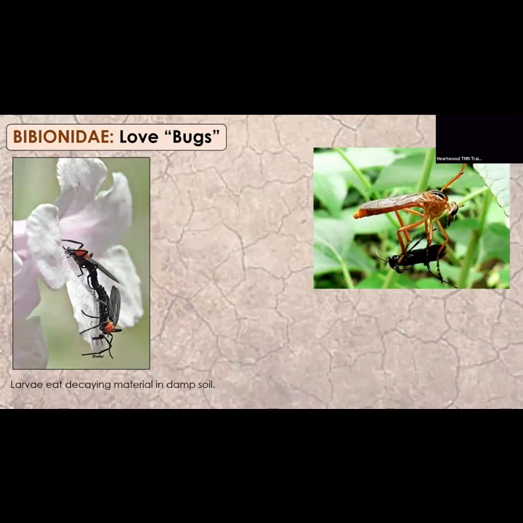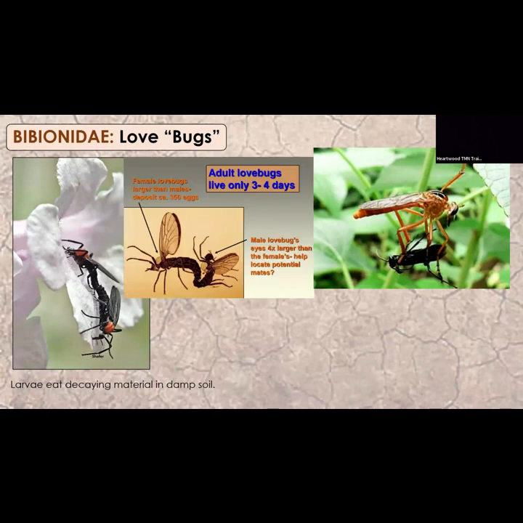So love bugs are Bibionidae. They're flies that are always mating. Why are they always mating? Because they only live 3 to 4 days. And you can tell the difference between a male and a female because the males have larger eyes, and it's thought so they could find more mates in the 3 to 4 days that they're around.